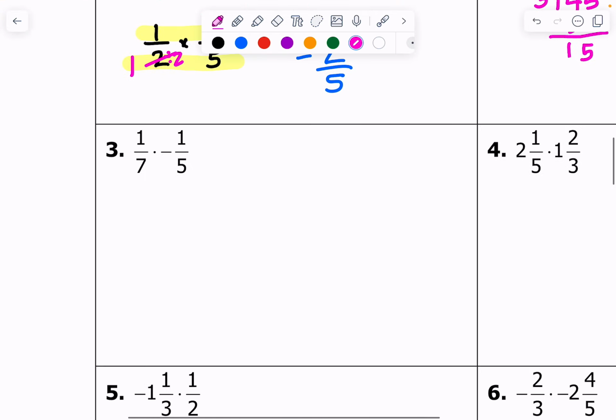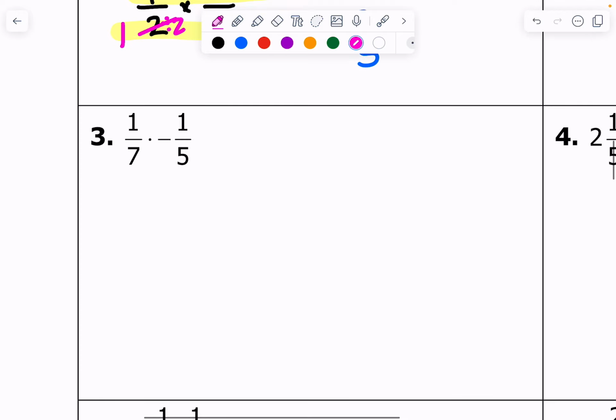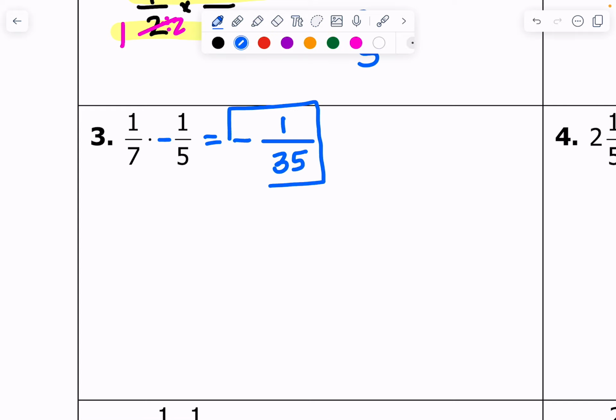Okay, so let's try this one. Okay, notice how we're multiplying two fractions. One is positive and one is negative. What is that going to mean about our product? That means our product is going to be negative. Okay, so if I multiply our numerators, 1 times 1 is 1. If we multiply our denominators, 7 times 5 is 35. So our answer is negative 1 over 35.